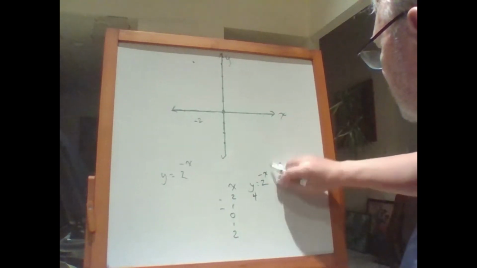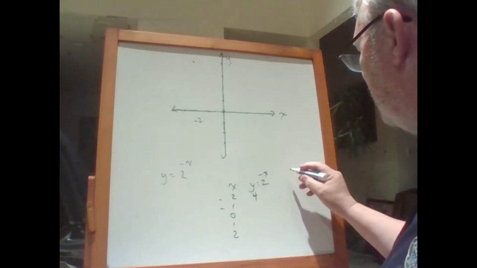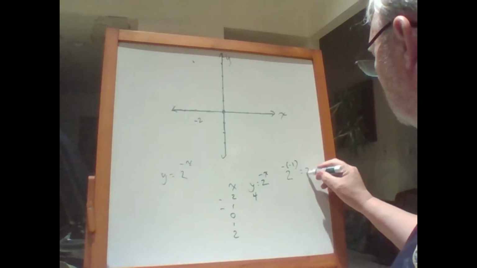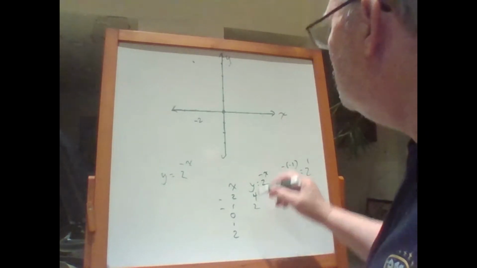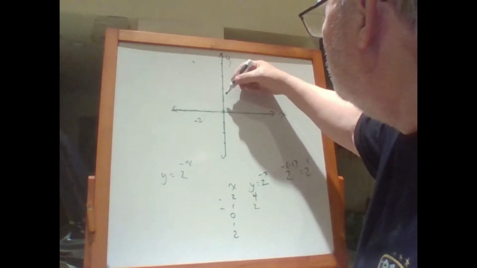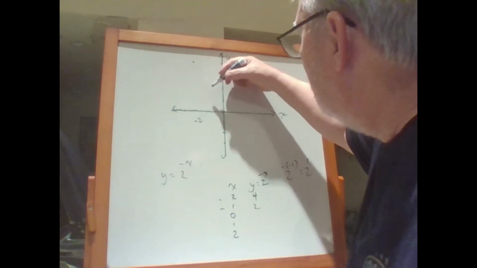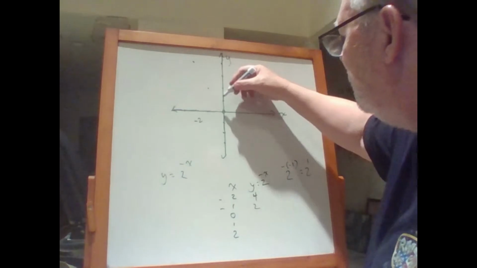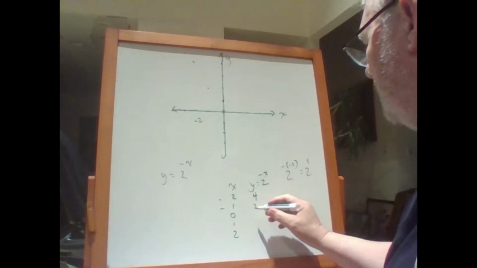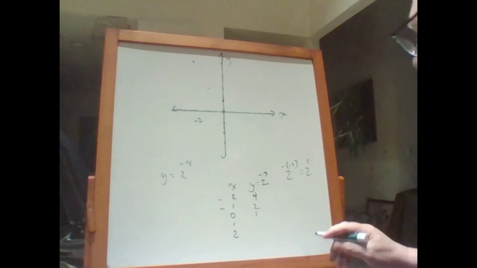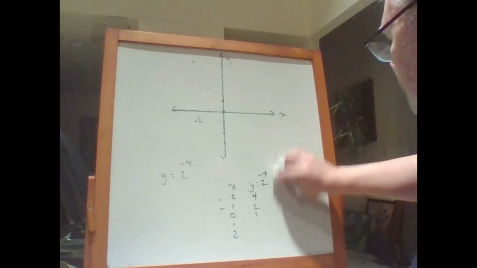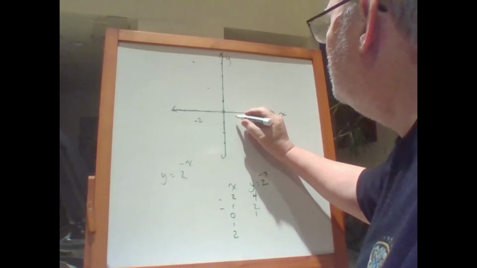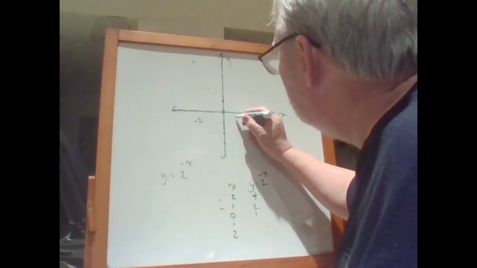Now we have 2 to the -1, which is 2 to the 1. So that's 2. So for -1, we have 1, 2. So it plots right there. When x is 0, it's 1. So at 0, it's 1. And when it's 1, it's down here.